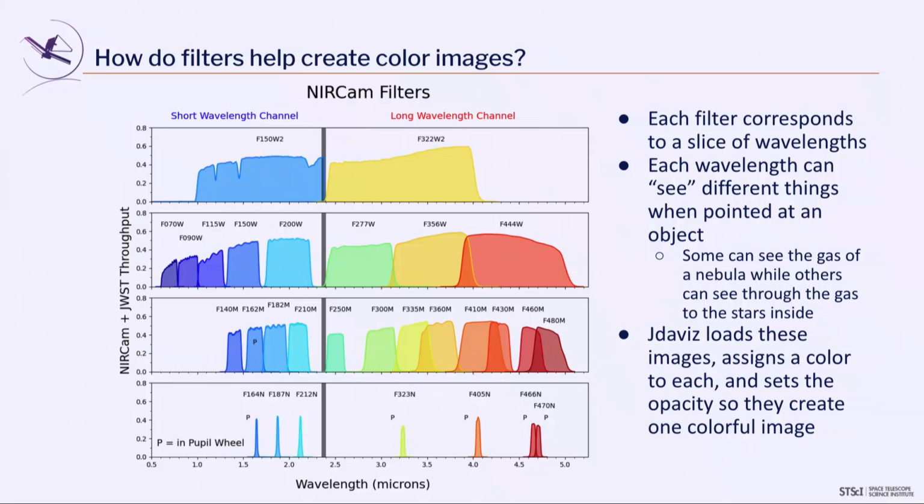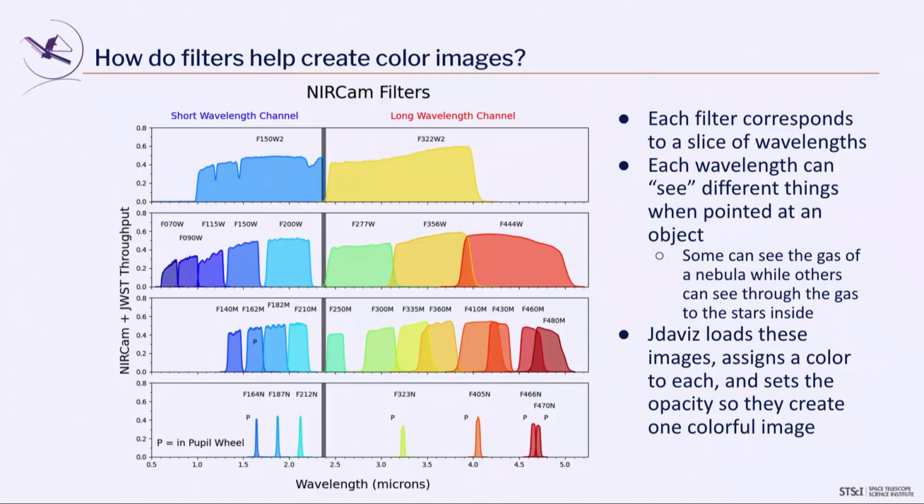So, to go back to what I was talking about before, filters. How do filters help create the color images that we see? Each filter corresponds to a slice of wavelengths, and each wavelength specializes in seeing something differently.